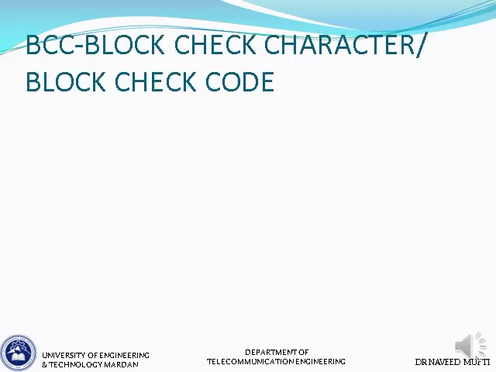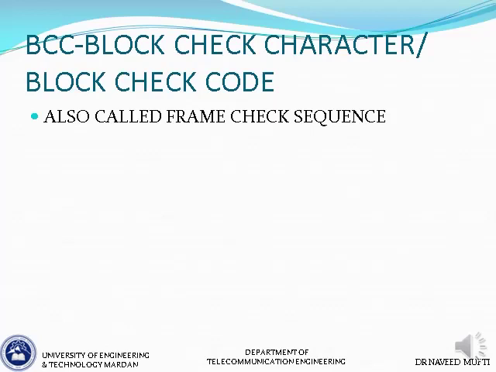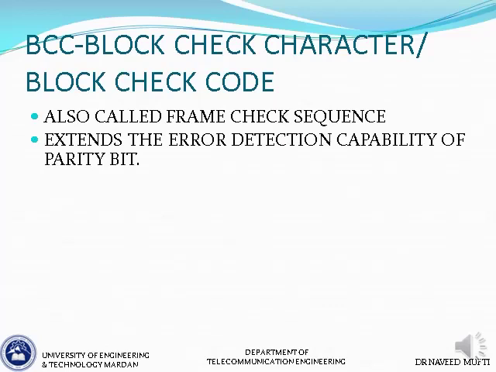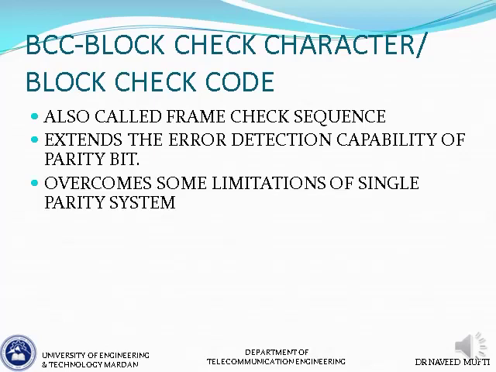Now coming to the next technique within block coding schemes, which is called BCC, or block check character, or block check code. There are a few names for this technique. It is also called frame check sequence, and the idea is to apply the concept of parity onto blocks of bits, multiple blocks of bits. It extends the error detection capability of a single parity bit, and because of that, it overcomes some of the limitations of the single bit parity system.